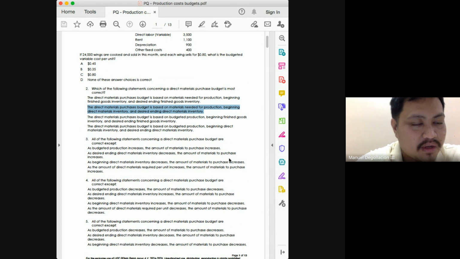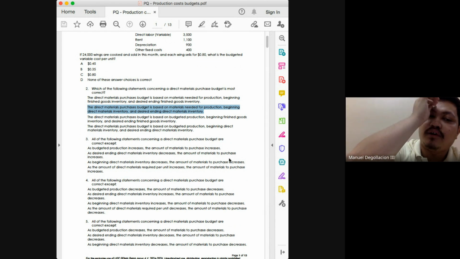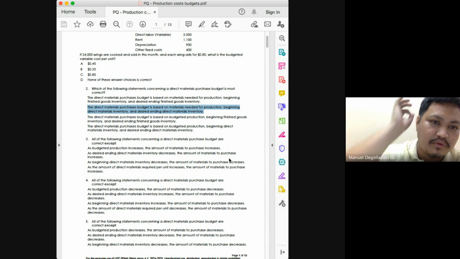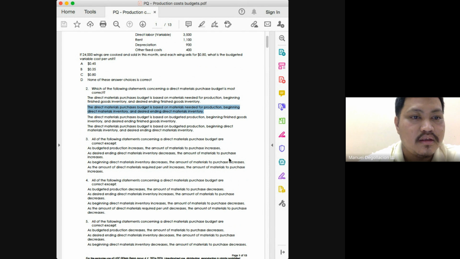Okay, you can actually convert the answer into a formula to get the budget for your direct materials purchases. You would start with your materials needed for production and then deduct the beginning direct materials inventory because since this is on hand, this would reduce the amount of materials that you will have to purchase. Okay, but then you will have to add the ending direct materials inventory.